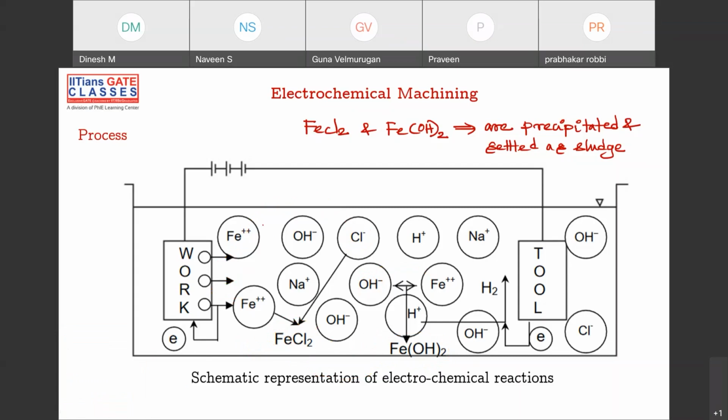In the sense, what is happening here? Fe is getting dissolved into the electrolyte with some chemical reactions. It means the workpiece is getting removed at atomic level. Material is getting removed slowly. So that's the reason why this is called electrochemical machining. Am I clear with this concept, guys? Are you getting this concept?